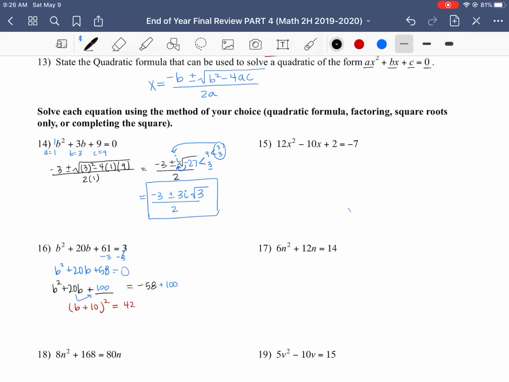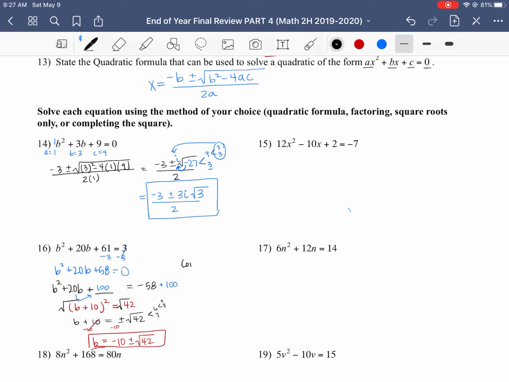Then we're undoing the squared, so we're going to square root both sides. So in this case, we've got b plus 10 equals plus or minus the square root of 42. Now if we could, we'd break down the square root of 42. That would give us 6 and 7, and 6 is 2 and 3, so there are no groups there. So our last step on this one is just to subtract the 10 over to the right side. So we've got b is equal to negative 10 plus or minus the square root of 42. Okay, it's a little messy.